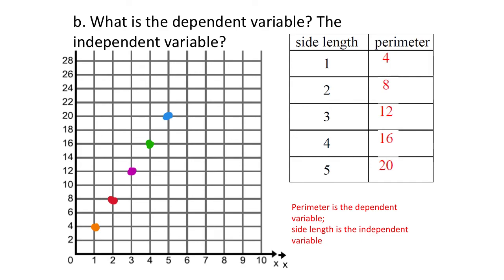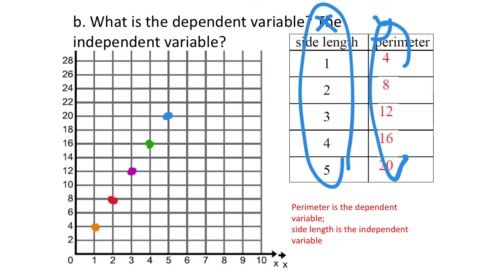So which of the variables is dependent and independent? Well, again, the table's always set up with x's and y's like this. And the y's are always dependent and the x's are always independent. So yeah, perimeter, which is the y values there, depends on the side length, which is the independent variable.